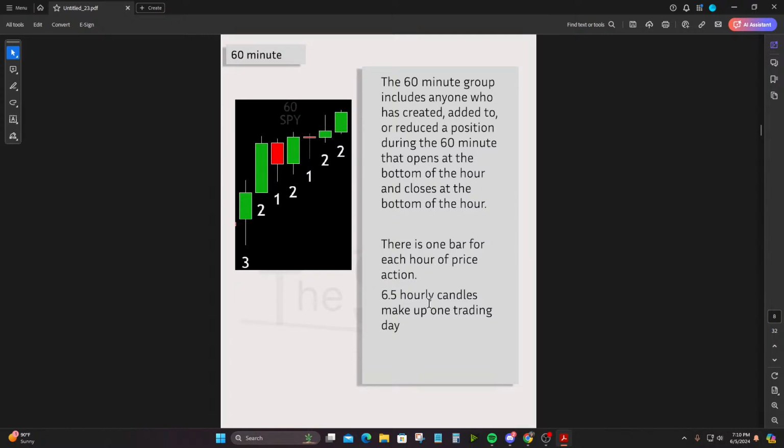Because otherwise your candlesticks are off and you're only getting the first 30 minutes in a 60-minute candle, and that's just not a proper hourly candlestick. There is one bar for each hour of price action, and there are 6.5 hourly candles to make up one full day of trading.